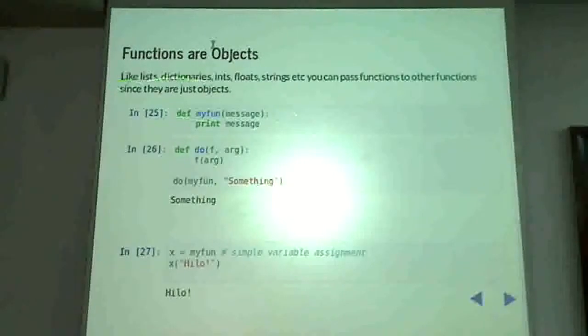When I defined a function like this, what did I do? I was able to supply some object like a string or an int as an argument to a function. But if I claim that functions are also objects, I should be able to supply functions as arguments to other functions, which is exactly what I'm doing here. So I'll define a function called do, which accepts f and arg and simply calls f of arg. So let's see how that works.